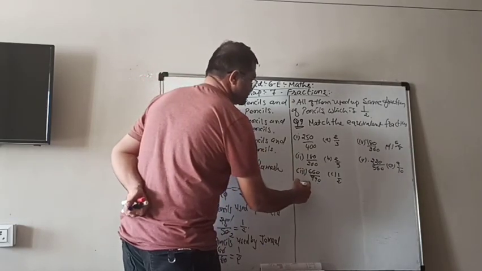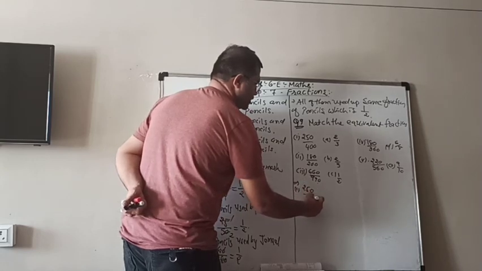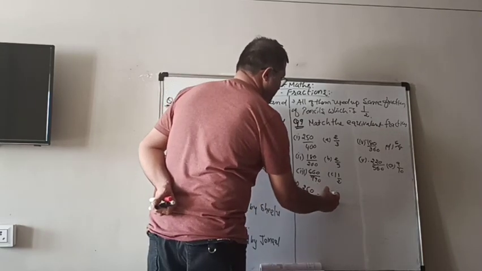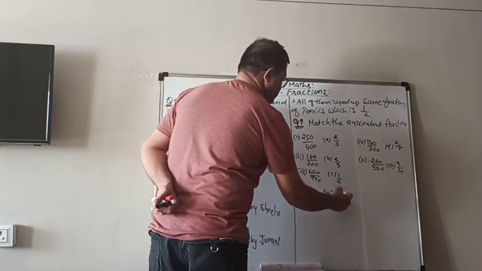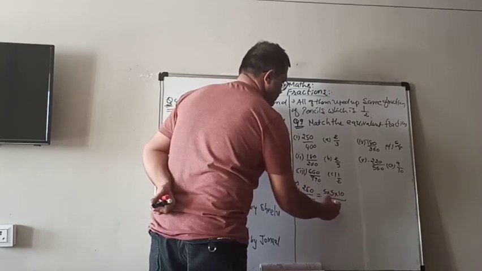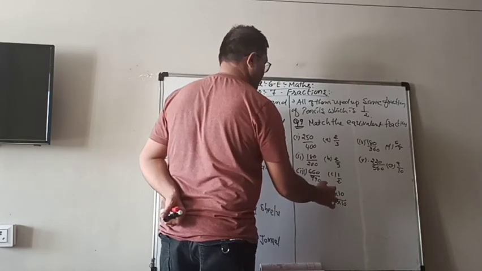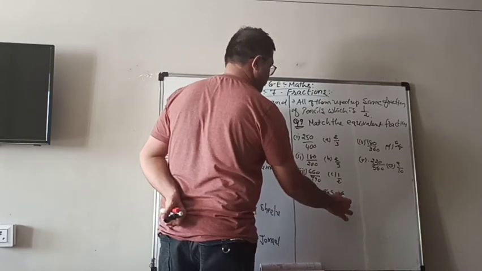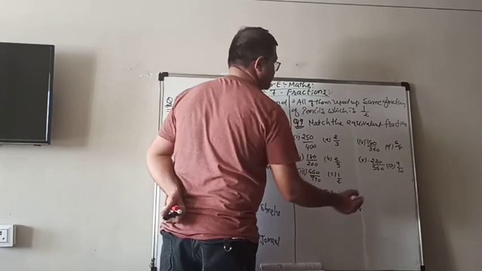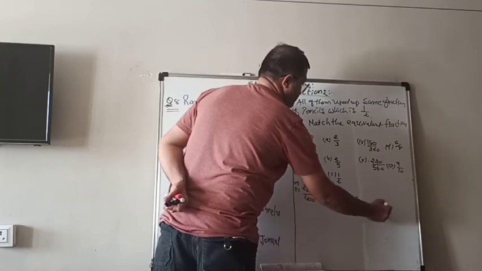So first, 250 upon 400. We know that 250 means 5 5s are 25 multiplied by 10, and 5 8s are 40 multiplied by 10. 5 5 and 10 10 gone. So it is equal to 5 upon 8, that is the D answer. So your answer is D.